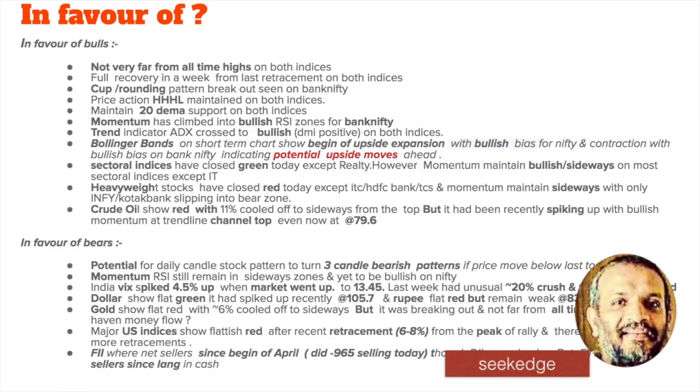The dollar has been spiking up for quite some time. It's at 105.7 and the rupee remains weak. Central bank control is at 18.5. Gold is flat red, and a 6% pullback has happened, but it's not very far from the all-time highs.